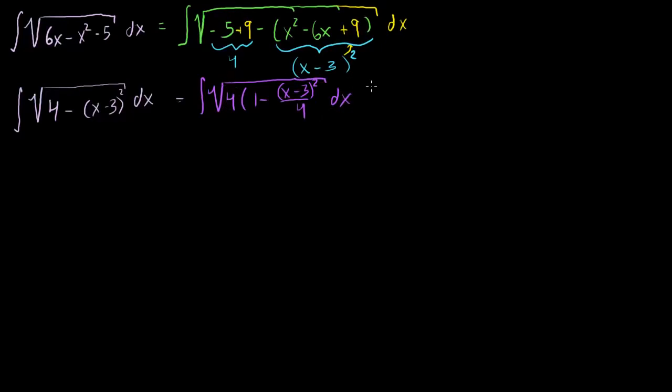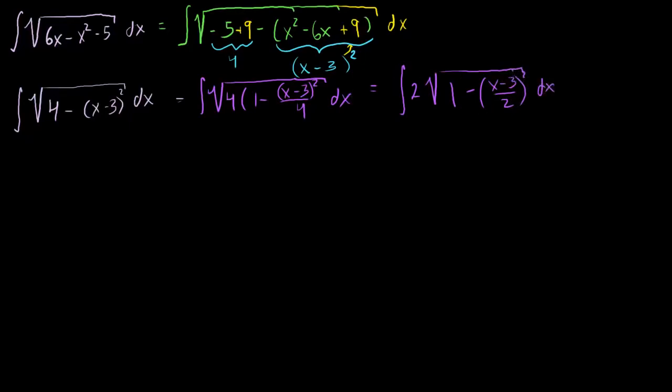Let me simplify it even more. So this is equal to the integral. If I take the 4 out, it becomes 2 times the square root of 1 minus, and I can rewrite this as x minus 3. Let me write it this way. 1 minus x minus 3 over 2 squared dx. And where did I get that 2 from?